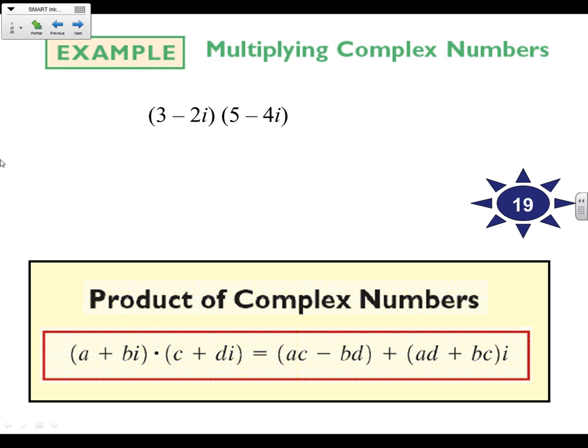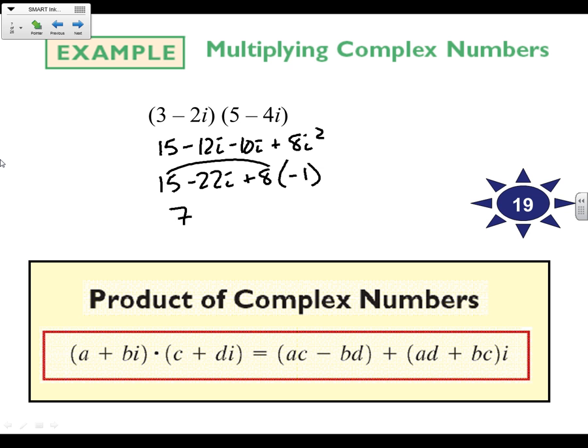Okay, what happens if we multiply? Let's try this and then we'll see the formula. FOIL this out. 3 times 5 is 15. Outside is negative 12i. Inside is minus 10i. Last is plus 4 times 2 is 8i squared. Now, 15 minus 22i, we're going to combine those like terms. But remember that i squared is negative 1. So it's going to be 15 minus 8 to get 7, so 15 plus negative 8, minus 22i. All right, so i squared is going to turn into negative 1.